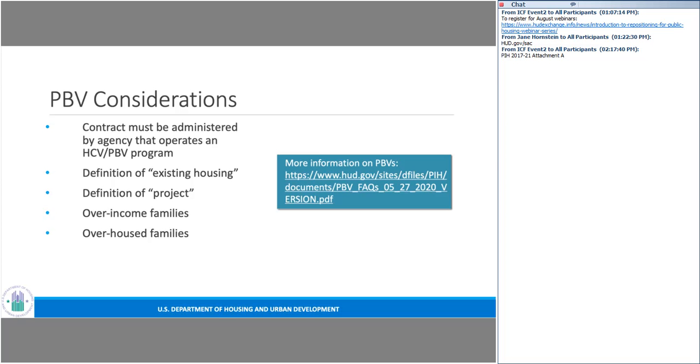A contract has to be administered by an agency that operates a project-based voucher program. We just addressed that.